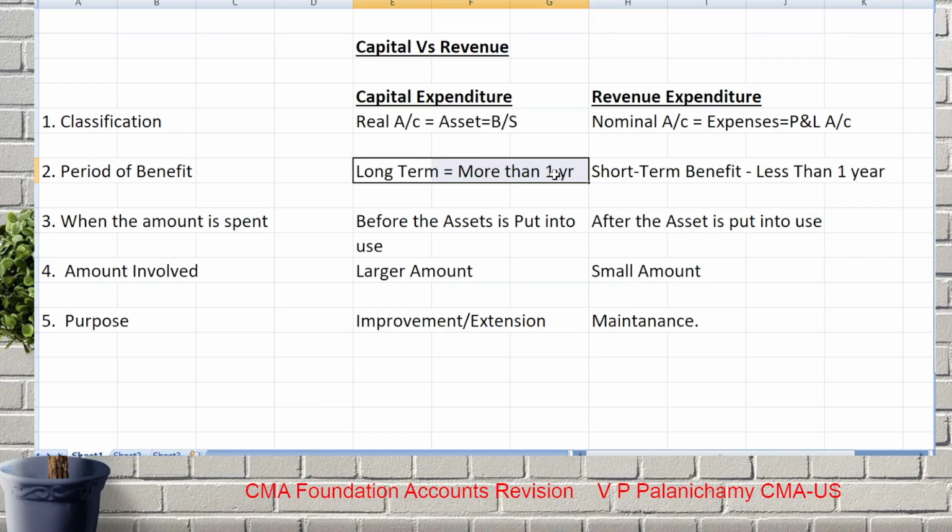For example, a cinema theater: you convert a non-AC theater into an AC theater. What is it? Improvement. How is it improvement? You can charge more per seat, and more audience will come if it is an AC theater. So which expenditure is that? Capital expenditure. Anything that results in long-term improvement or extension, that is which one? Capital expenditure.